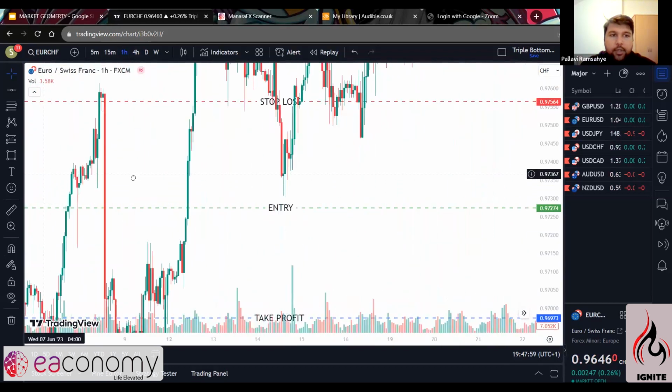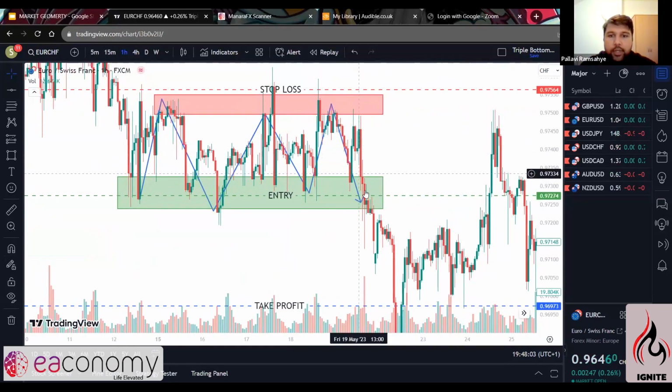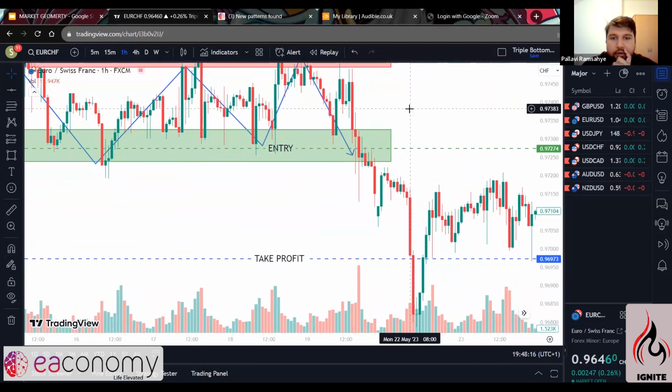So can anybody tell me why we would look for an influx in volume with this breakout? Can anybody put that in the chat? What would be the reasoning behind that? If we're looking to enter this trade for a sell, why would we want a spike? Why would we want it at this point? Impulsive reaction.